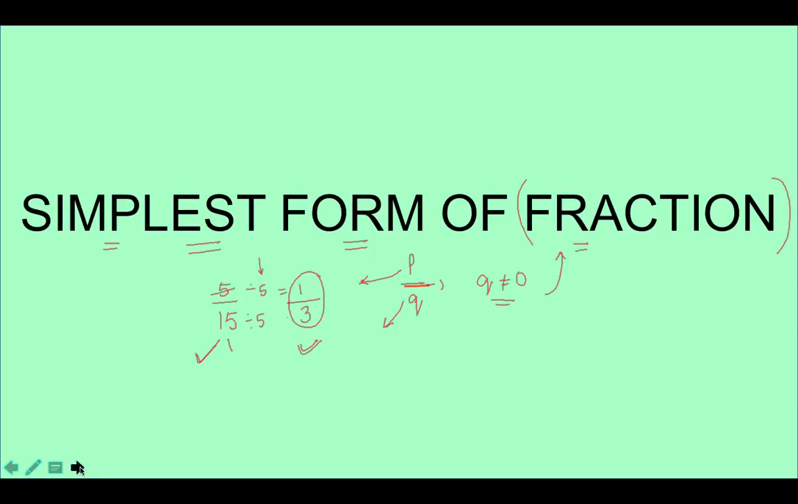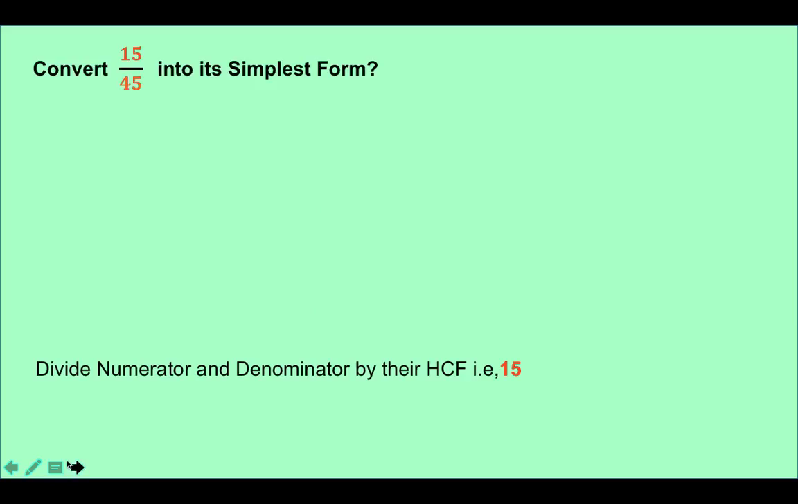Let us look at another problem. Convert 15 upon 45 into its simplest form. So you have a fraction 15 upon 45 which you need to convert into its simplest form. In order to do this, we will need to divide both the numerator and the denominator by their HCF, or the highest common factor. Now the HCF is actually 15, but how do I get 15, let us see.